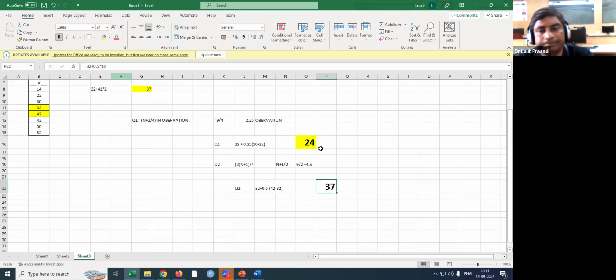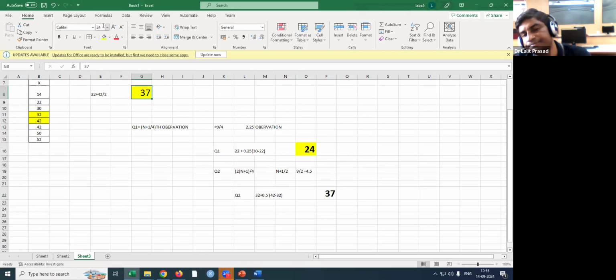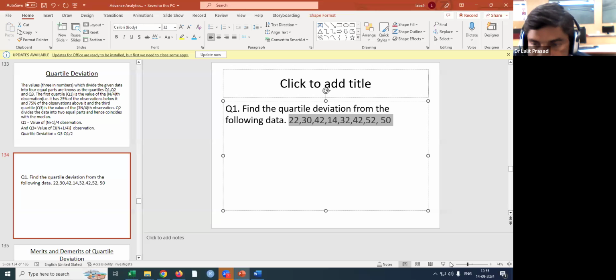So the same value you can see here. Through the normal method also we have got 37, and from this method also we have got 37. So this is the Q2 value. So this is known as the quartile deviation.